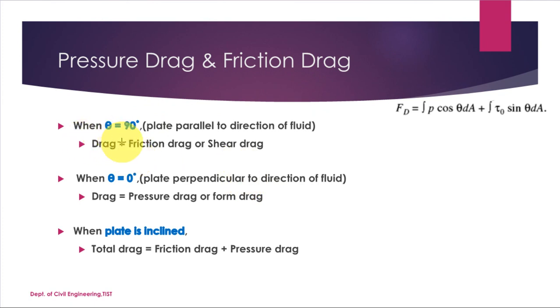First case is when theta is equal to 90 degree. So when theta is equal to 90 degree, the plate is parallel to the direction of motion. Suppose you have the direction of motion like this and the plate is like this.